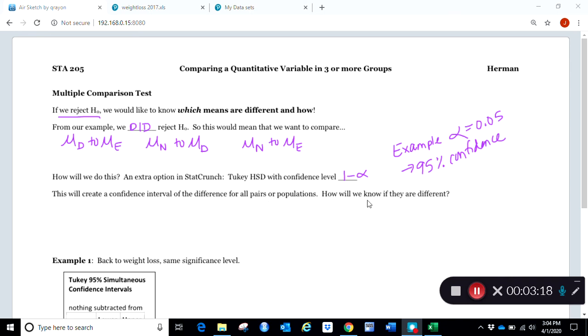So the question then remains is once I have those confidence intervals, how will I know if they are different or not? Well, what it's going to come down to is looking for the key number. If you remember, the key number in our previous module was 0. So 0 is going to be our key number. If the confidence interval contains 0, what that means for us is that 0 is a possibility for the difference. Between these two groups, there will be no significant difference.